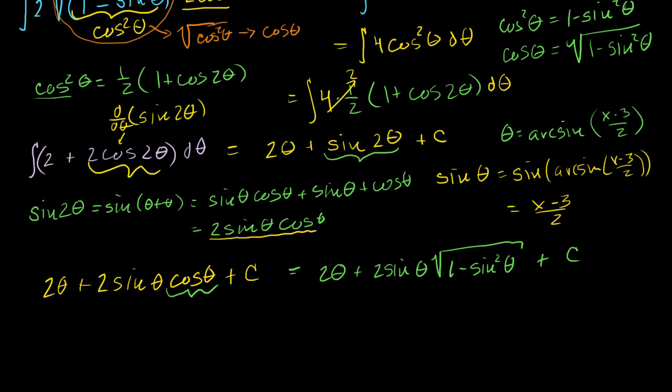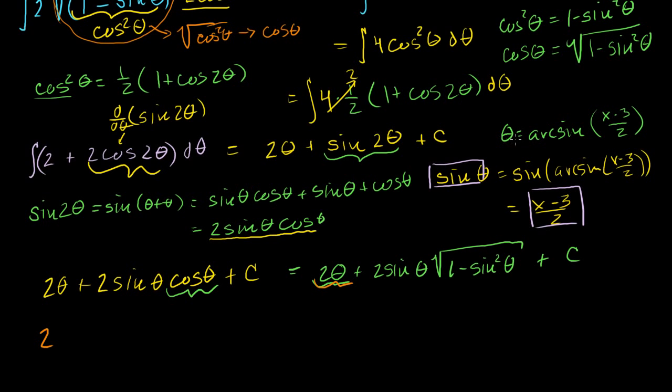Now, we're at the home stretch. This problem was probably harder than you thought it was going to be. We know that sine theta is equal to (x - 3)/2. So let's make that reverse substitution. So we have 2 times theta. This first term is just 2 times theta right there. So that's 2 times, we know what theta is equal to.